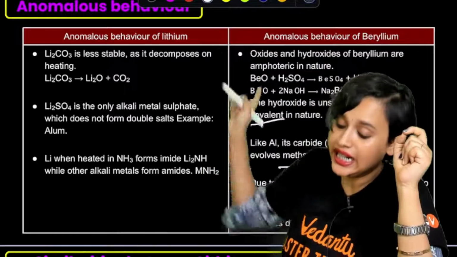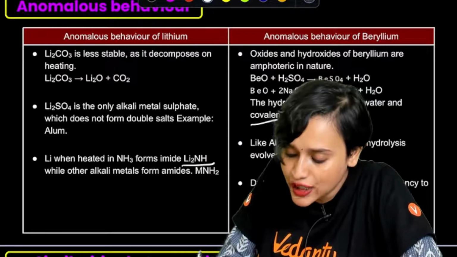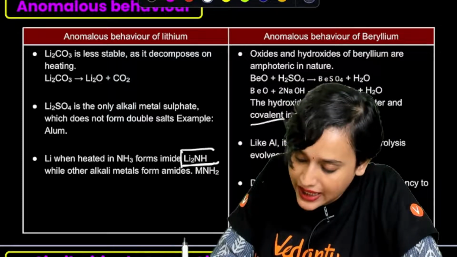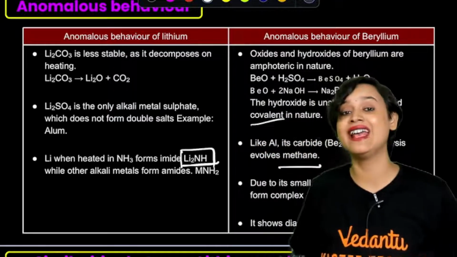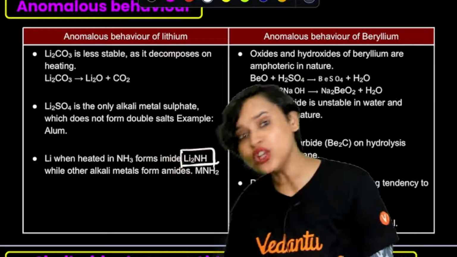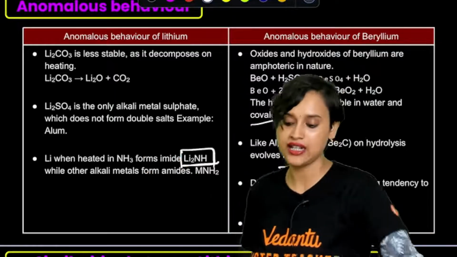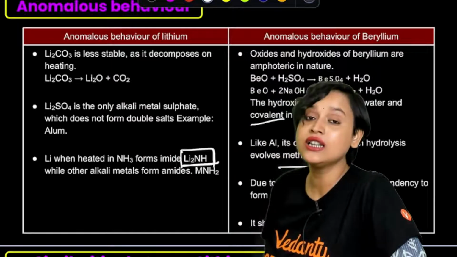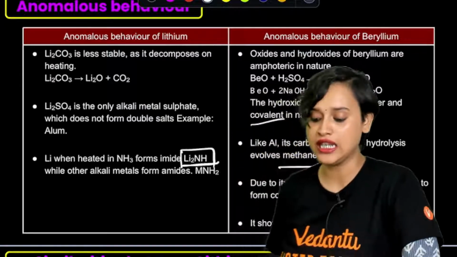Lithium, when you heat it in NH3, forms imide. What is imide? Imide is Li2NH. And what is amide? Amide is LiNH2. Okay. LiNH2 is amide. What is imide? Li2NH. That is your imide. While all the other alkali metals form amide, only lithium forms imide.